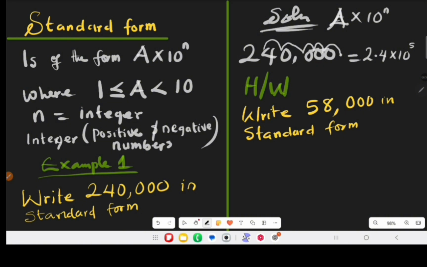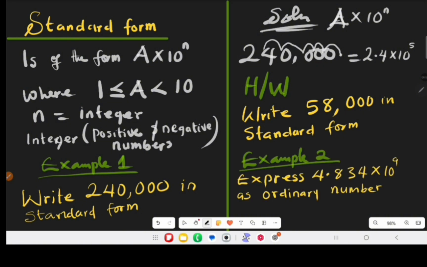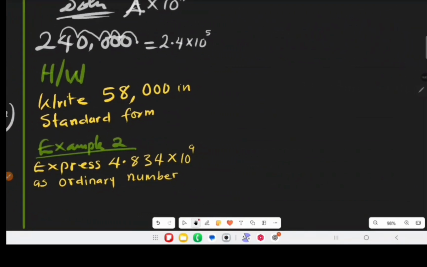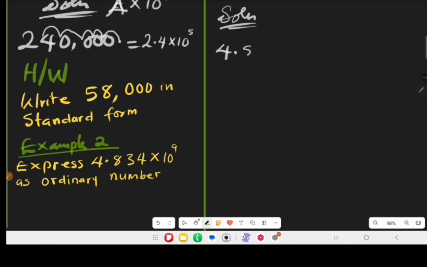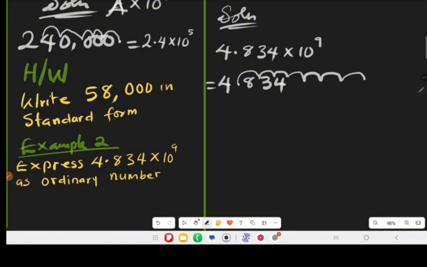Then we move to example 2. Express 4.834 times 10 raised to the power of 9 as an ordinary number. Solution: 4.834 times 10 raised to the power of 9 means we have to move this decimal to the right side 9 times. Moving it 9 times means we move this decimal from left to right: 1, 2, 3, 4, 5, 6, 7, 8, 9. We fill the gap with 0.